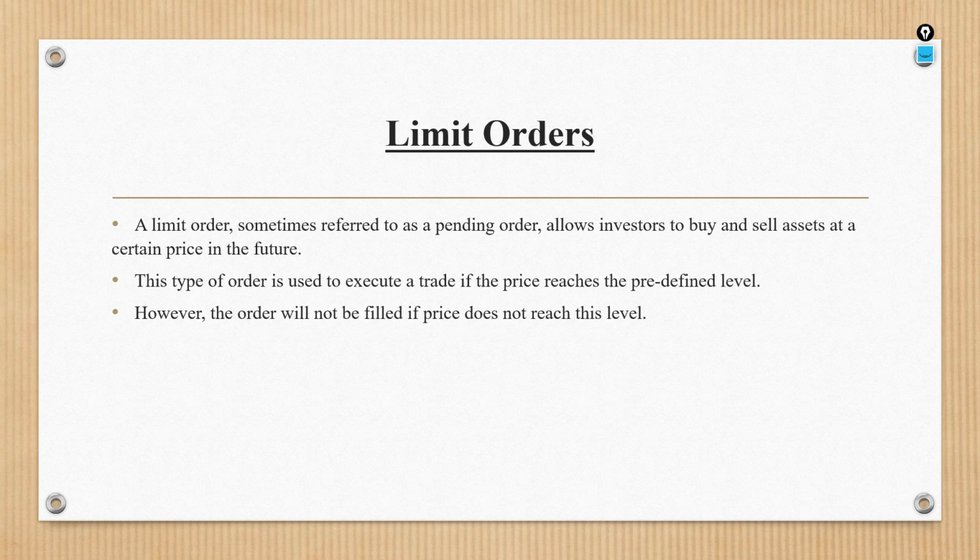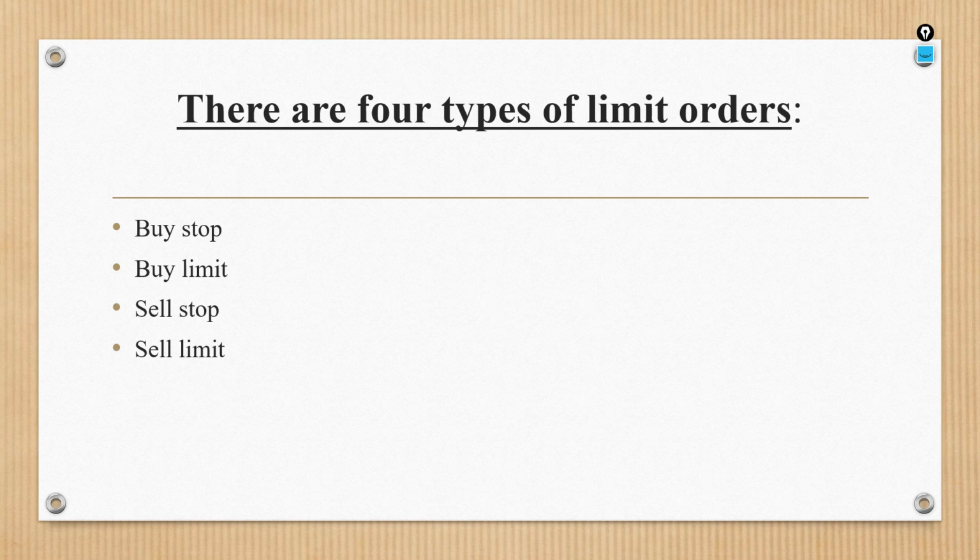So now, there are different types of these pending orders, or rather limit orders. And we're going to talk about them one by one. So without wasting much of the time, let's go into them. These types of limit orders are as follows. We have a buy stop, a buy limit, a sell stop, and a sell limit. So now let's dissect each one of them one by one.